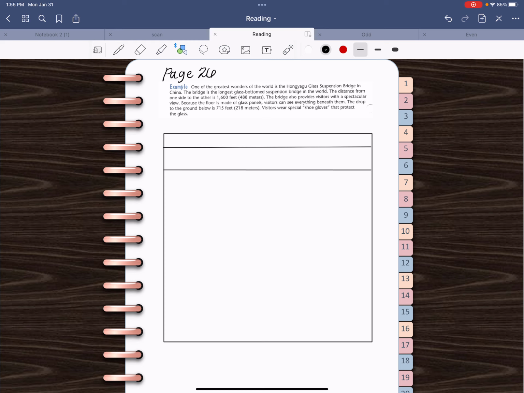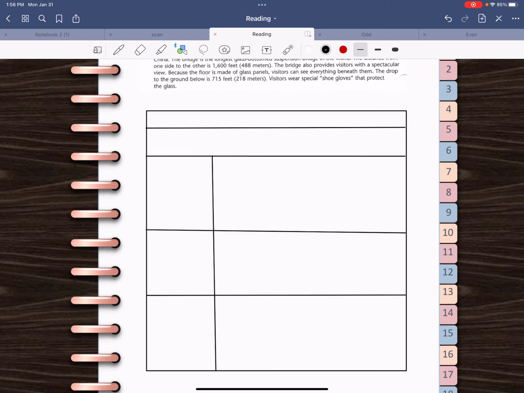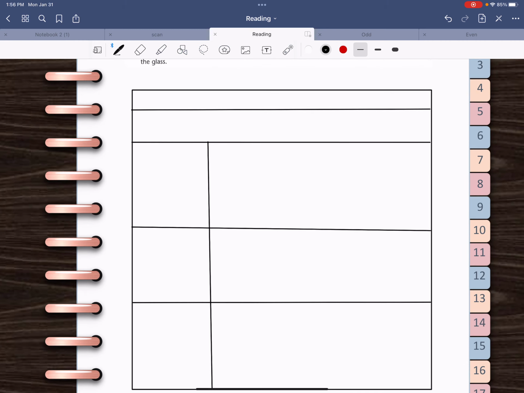And then I am going to add about 3 more boxes. Just eyeball it. They don't have to be perfect. And in these bottom 3, I'm going to make 2 columns. So something like this, you can pause the video if you need time to sketch this in your notes. And I'm going to write topic, main idea.